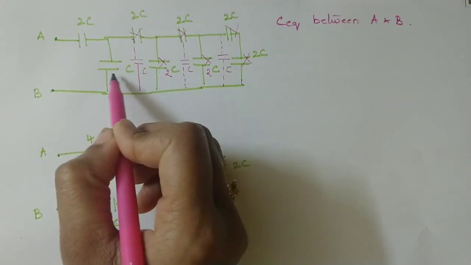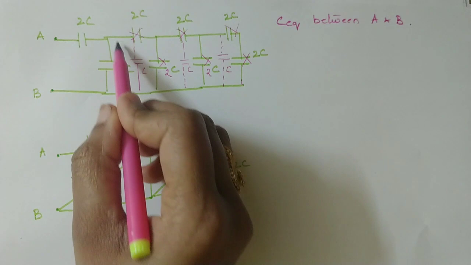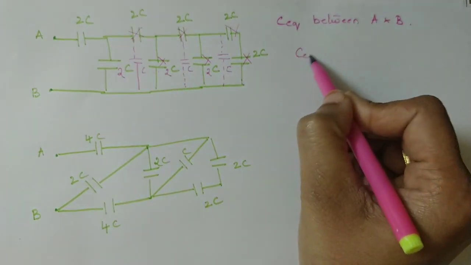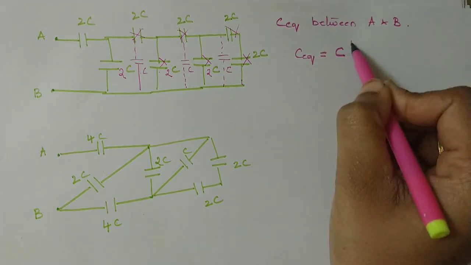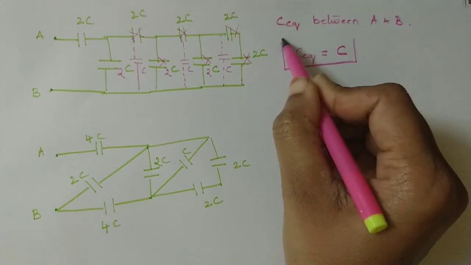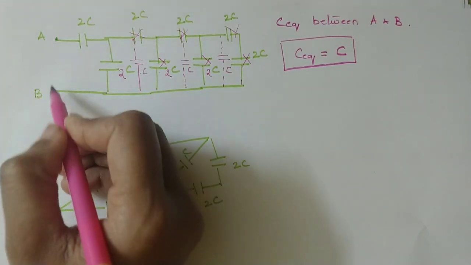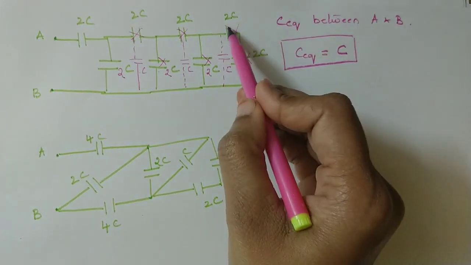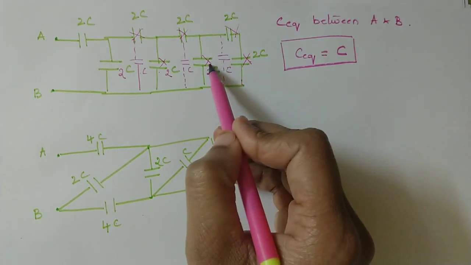C in parallel, answer would become 2C. 2C and 2C in series, so what is your equivalent capacitance? It will be C. Okay, so this is how you will reduce the circuit from the opposite side and finally get the answer between A and B. Again I am repeating, these two are in series, answer is parallel to C.